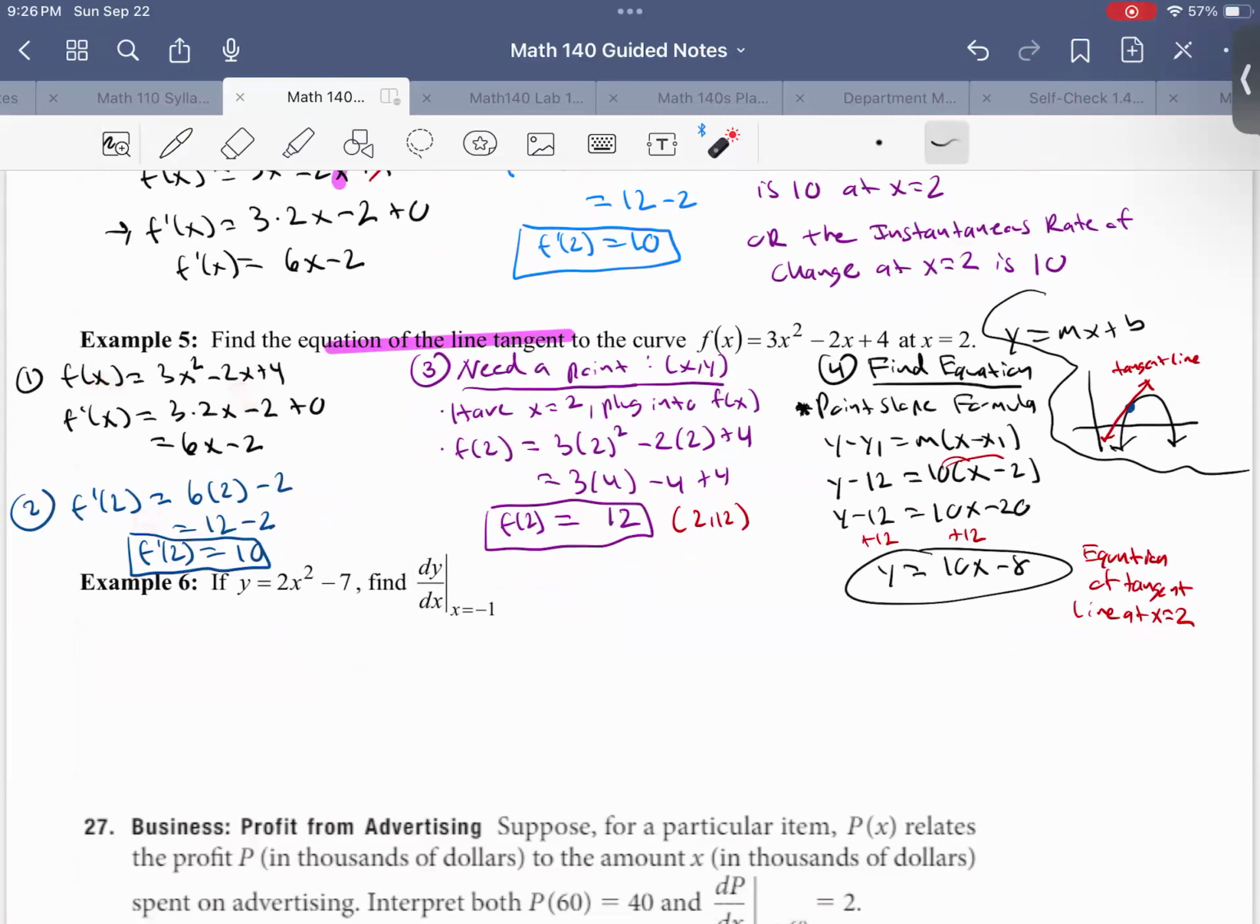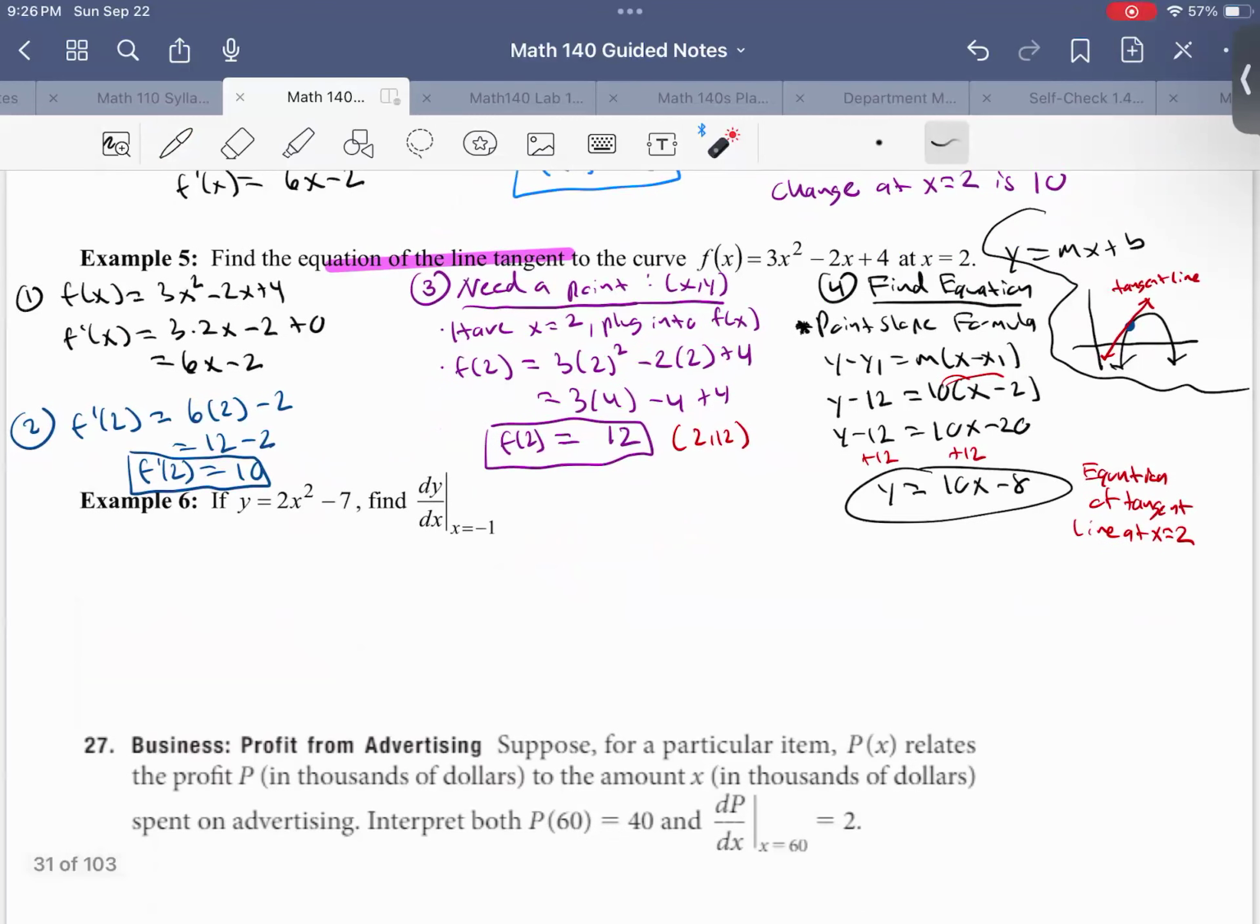Find a derivative, plug the x value into the original to get that xy coordinate point, and then use the point-slope formula or the slope-intercept formula to get your equation. But it's really the same 4 steps. Okay, so apply that to the homework.